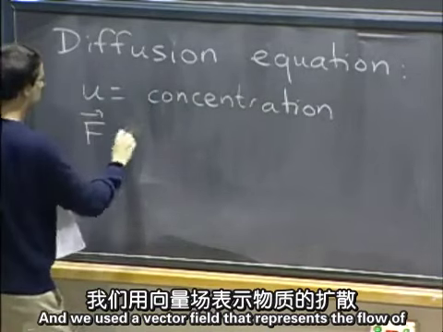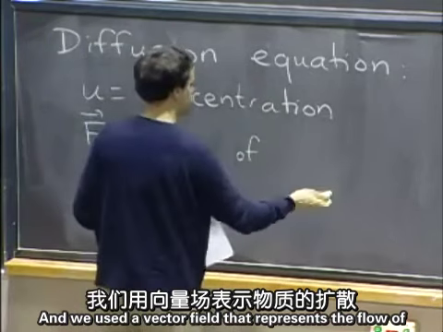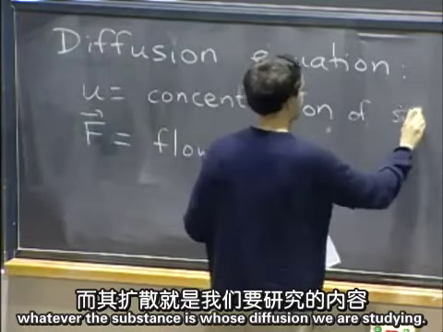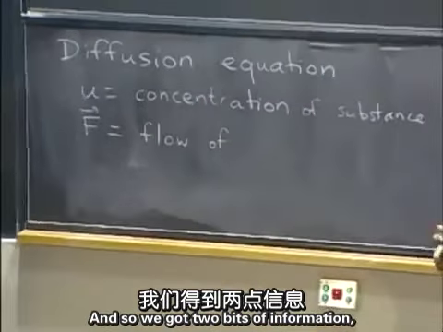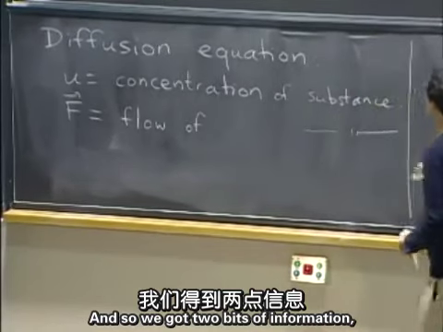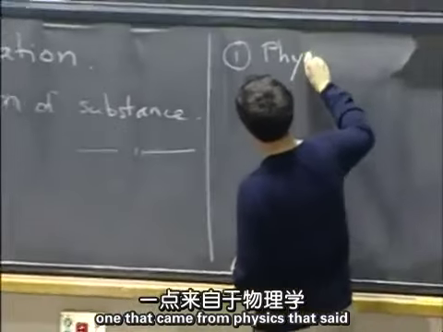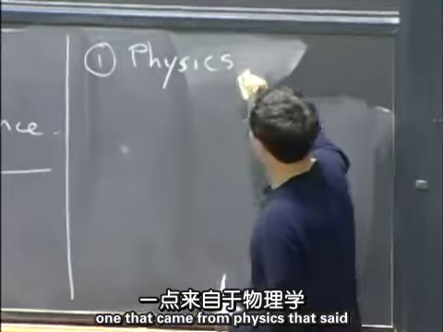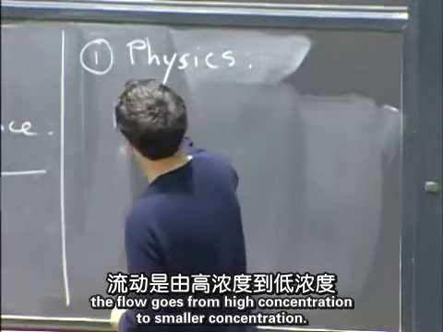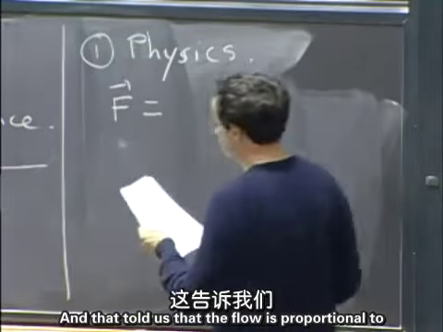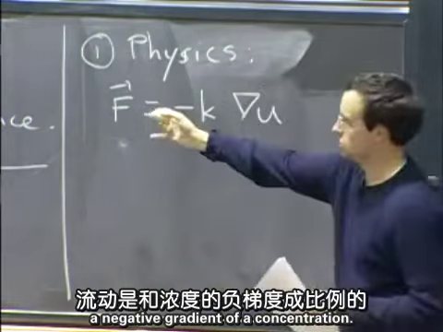And we used a vector field that represents the flow of whatever the substance is with diffusion we're studying. So we got two bits of information, one that came from physics that said that the flow goes from high concentration to smaller concentration, and that told us that the flow is proportional to negative the gradient of the concentration.